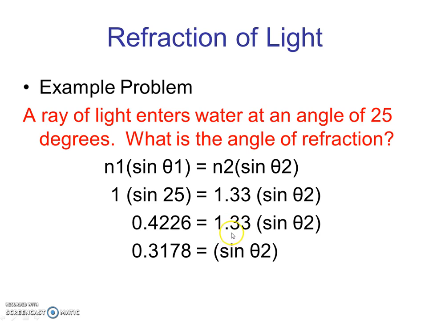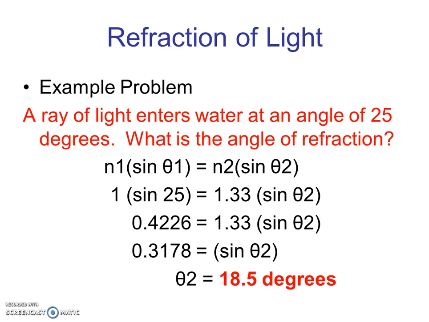So you're going to divide both sides by 1.33, you get this. Now that's what the sine of theta 2 is. We don't care what the sine of the angle is, they want what the actual angle is. So now you have to hit the second button, inverse sine of this number, and you should get 18.5. Make sure you can get 18.5 on your calculator. If you can't, that should be the first thing that you ask when you walk into your class. Ask your teacher how to go from this step to this step. Okay, so the angle of refraction is 18.5 degrees.